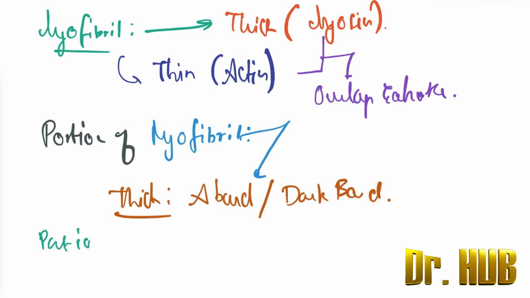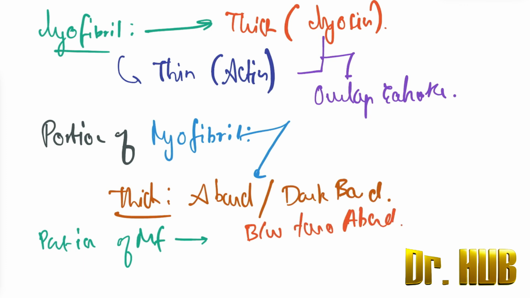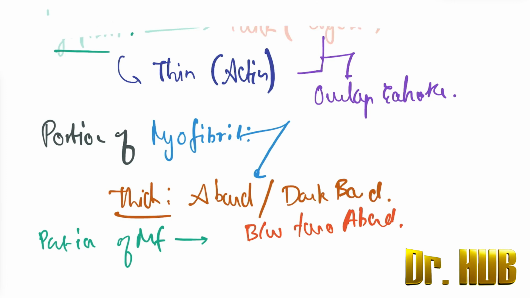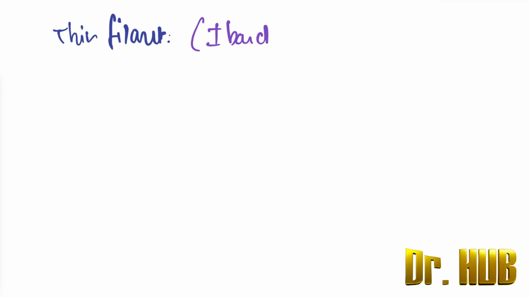Then there is another portion of the myofibril, between two A bands. Between two A bands, it consists of thin filaments. What is this thin filament band called? It is the I band, or the light band.